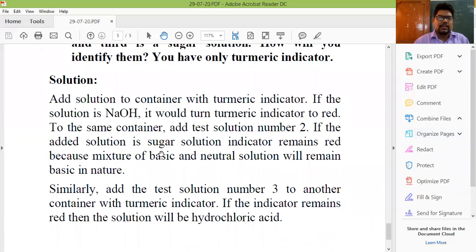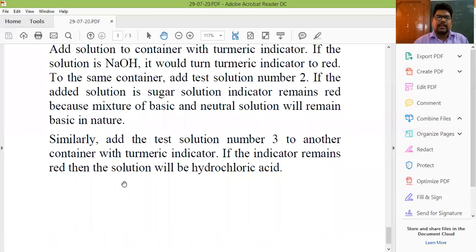See the answer. Add a solution to a container with turmeric indicator. If the solution is NaOH, it would turn the turmeric indicator red. To the same container, add test solution number 2. If the added solution is sugar solution, the indicator remains red because the mixture of basic and neutral solution will remain basic in nature.